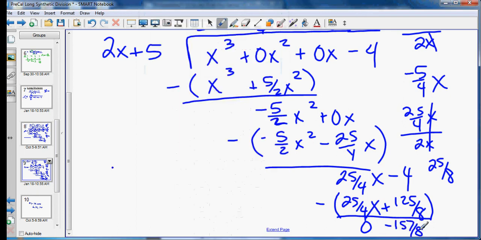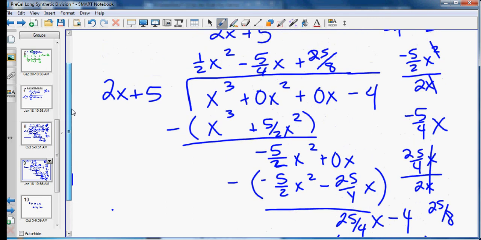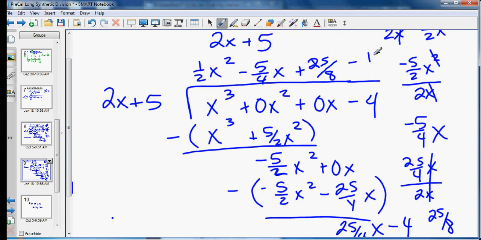So our final answer, sorry this one's pretty messy with fractions, but 1/2 x squared minus 5/4 x plus 25/8 minus 157 over 8 divided by 2x plus 5.